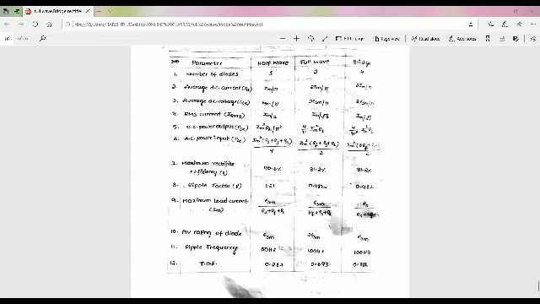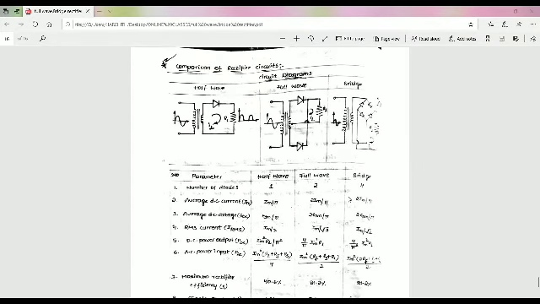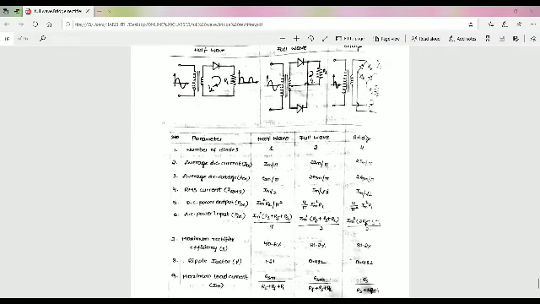Okay, number of diodes in half wave rectifier, only one diode. In full wave rectifier, two diodes. In bridge rectifier, we are using four diodes. Average DC current IDC already solved. Half wave equal to average DC load current IDC in the half wave rectifier IM by pi, full wave rectifier 2 IM by pi, and bridge rectifier also 2 IM by pi.